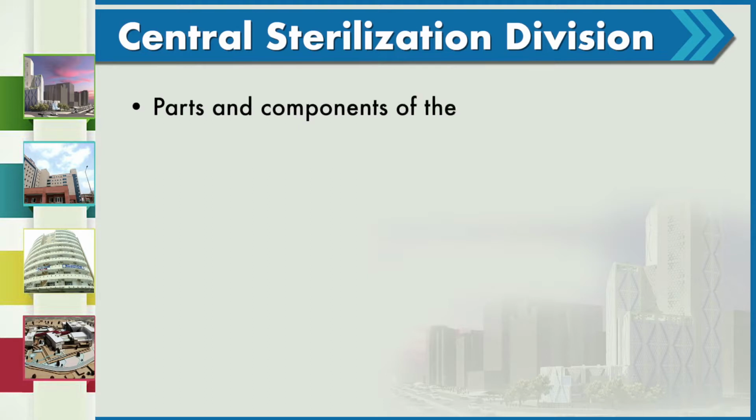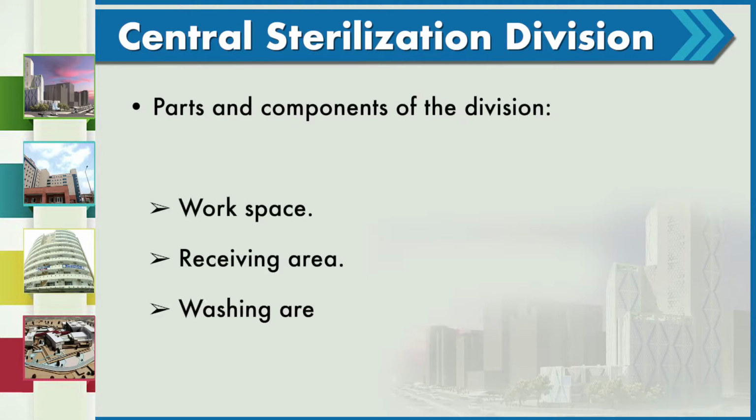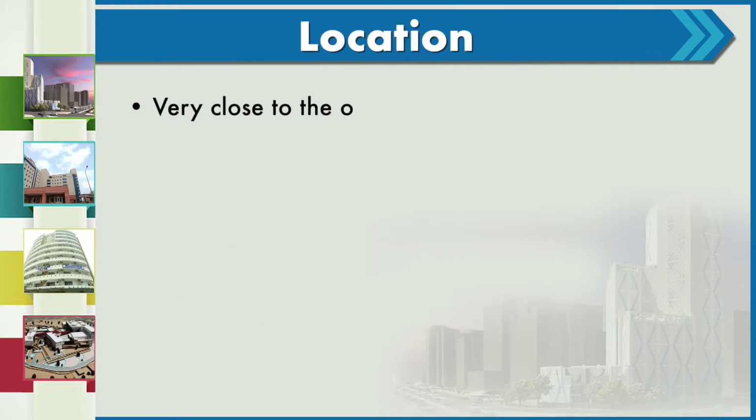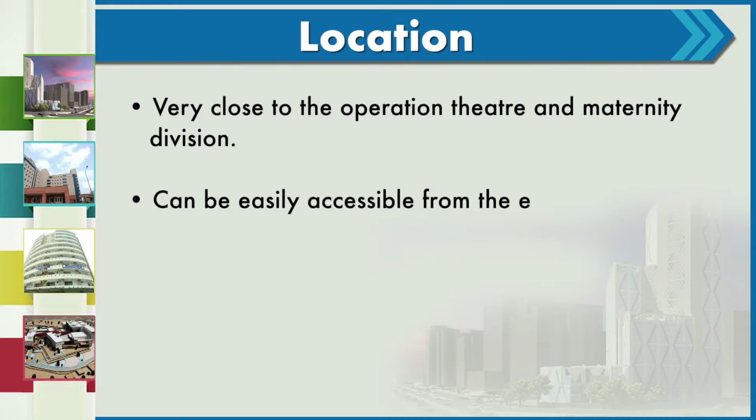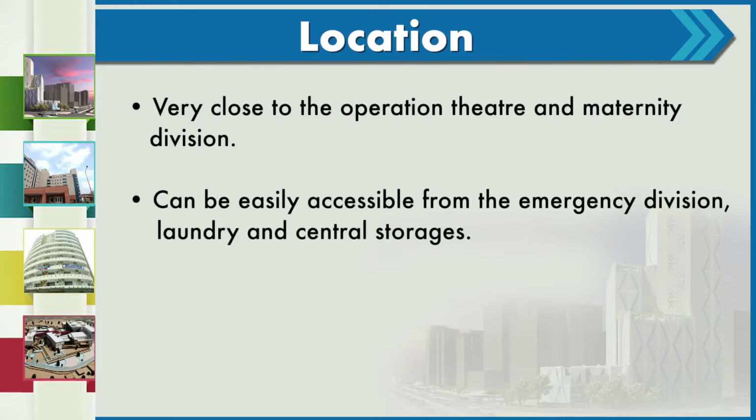So now we come to the central sterilization divisions. The parts and components of this division are the workspace, receiving area, washing areas, and supply storage. Location should be very close to the operation theater and maternity division, and should be easily accessible from the emergency division, laundry and central storages.